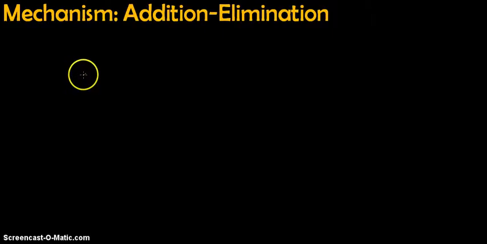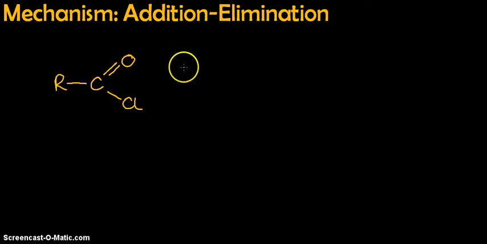We're on to this next mechanism now. It's called the addition elimination mechanism, and you have to be able to do this for 4 different types of nucleophile in the first step, the addition step. But every time we start off with one of these, okay?